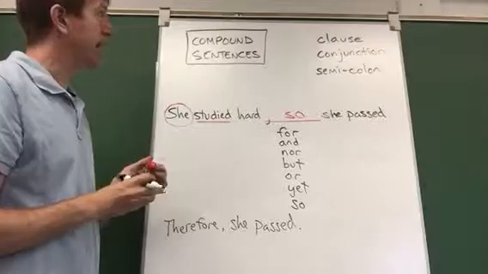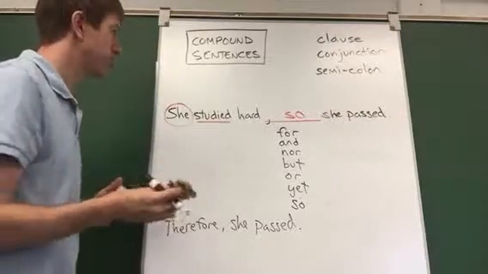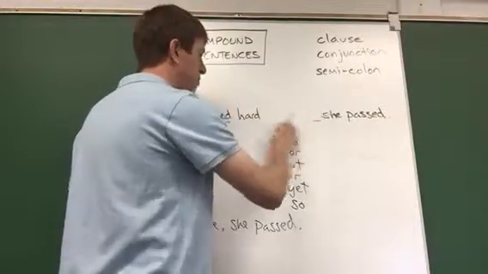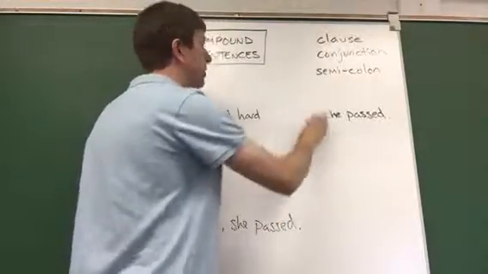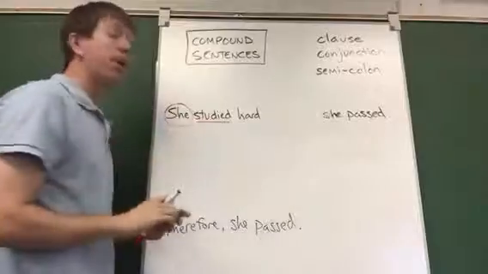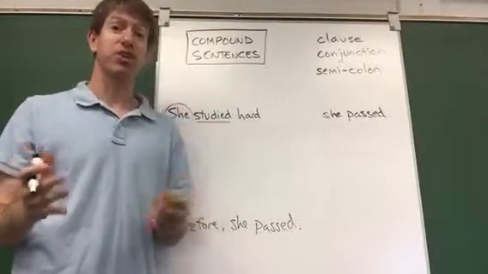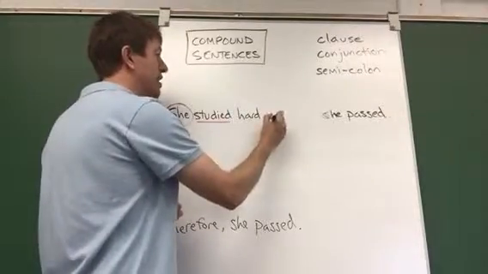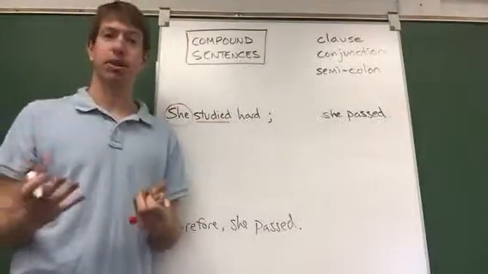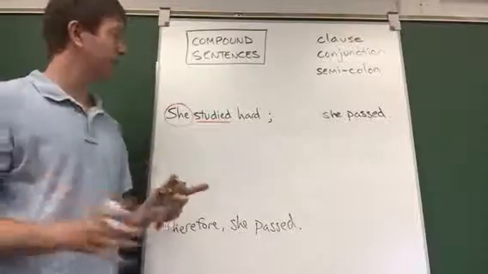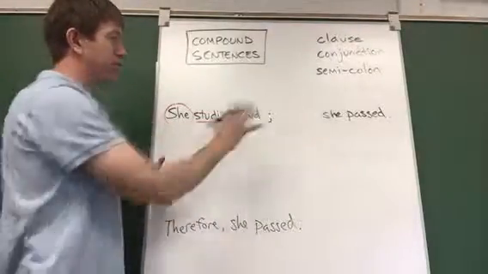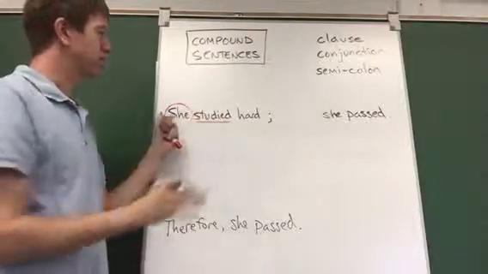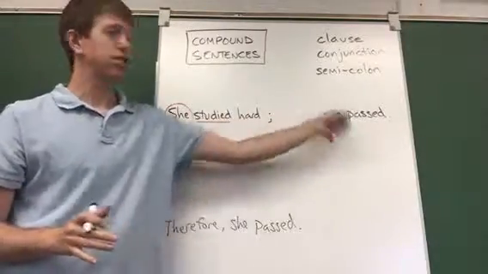So the other way, let's talk about the other way to connect these 2 sentences. The other way to connect these 2 sentences would be through a semicolon. A semicolon. So instead of using a conjunction, don't use a conjunction when you do this, you can simply add a semicolon. And this is totally legal. We have a compound sentence. We still have our 2 simple clauses. She studied hard, semicolon, she passed.